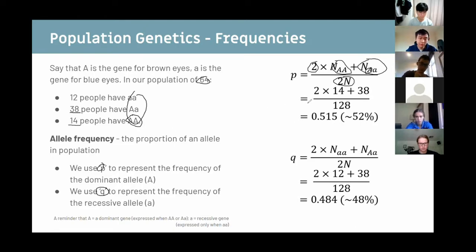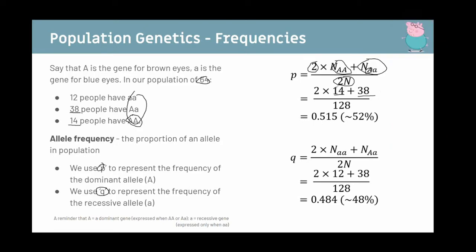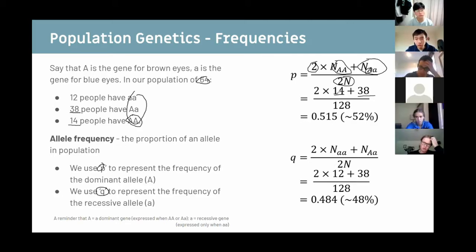So if we sub everything in, we have 14 people here with 2 capital A, 38 people with 1 capital A. We need to times the people with 2 capital A's by 2 because they have 2 A's in their genotype. So the top gives us the total of how many big A's there are, and then the bottom is how many alleles there are in total. So 64 people times 2, because each individual of the 64 people has 2 alleles. So if you do the math, that works out to be 52%.